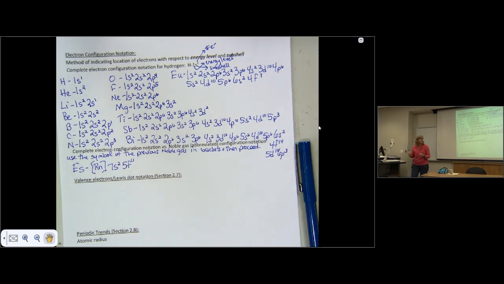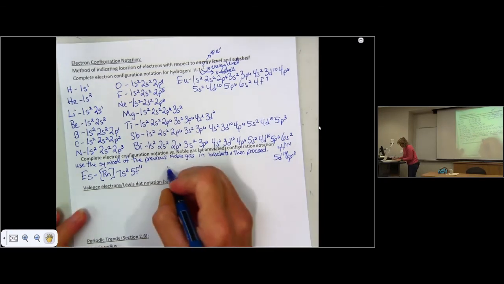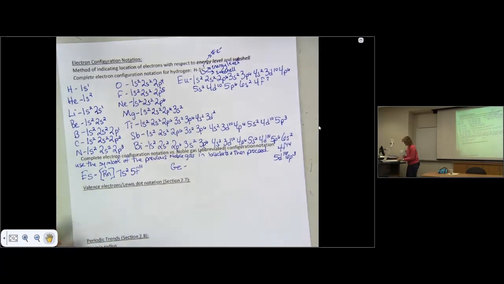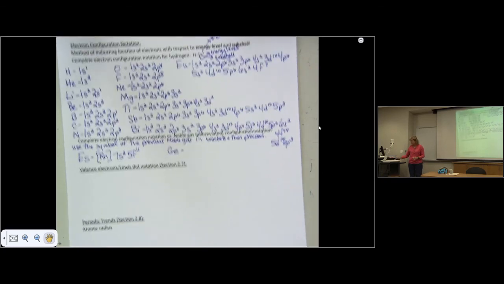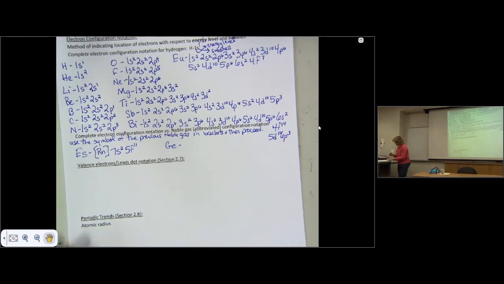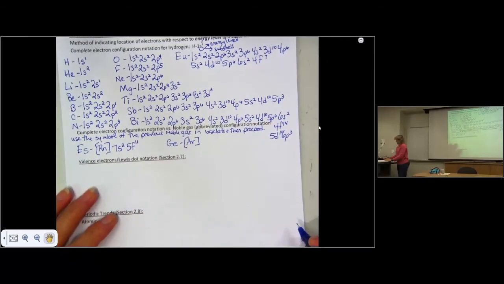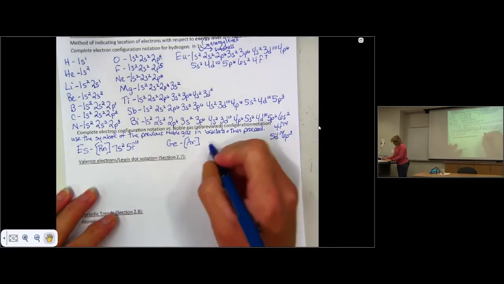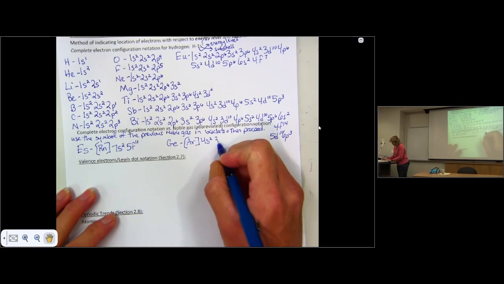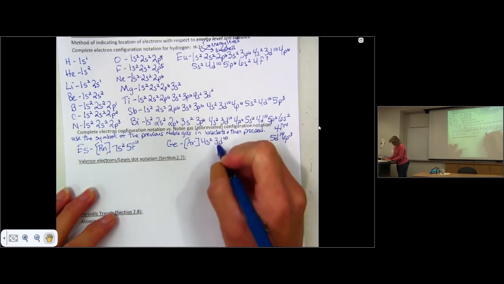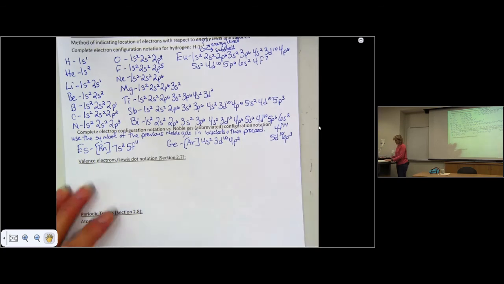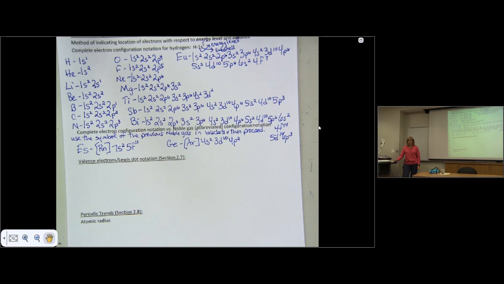So let's do another one. Let's do germanium, Ge. Who is the previous noble gas for germanium? Argon. So you put argon in brackets. And then what? 4s2, 3d10, 4p2. Do you see that?